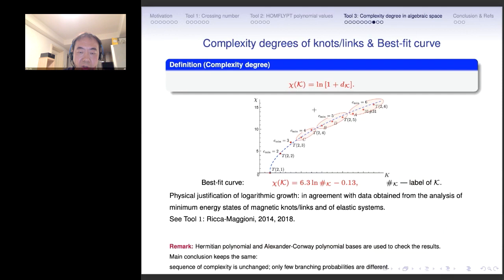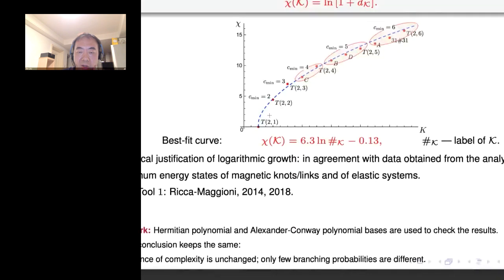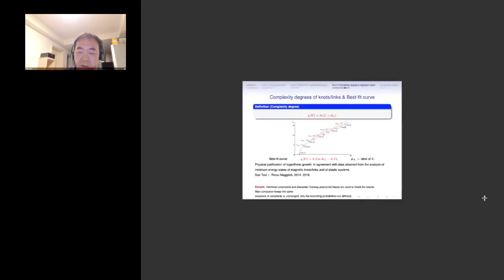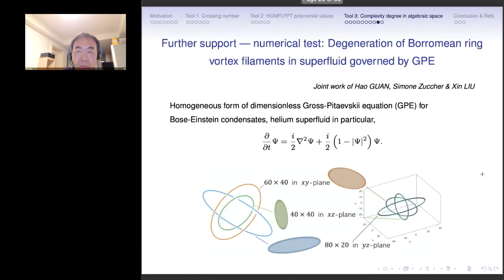This chi is what? Chi is the complexity degree, and D is distance. Chi is defined as this, and the horizontal axis gives the sorting of nodes and links. The vertical axis gives us the complexity degree.